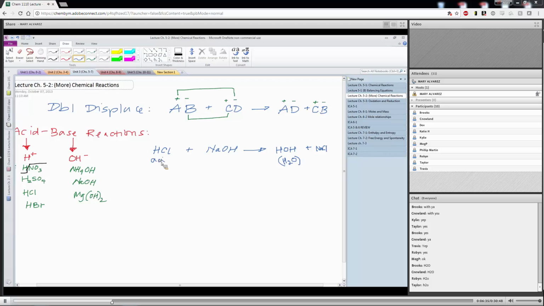So an acid plus a base will give me water and a salt. Here it really is literally like table salt, but any other ionic compound would be a salt, metal with a non-metal.